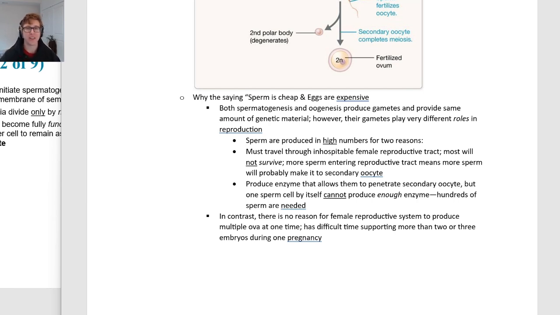In contrast, there is no reason for the female reproductive system to produce multiple ova at one time. It has a difficult time of supporting more than 2 or 3 embryos during a pregnancy, and so this is one of the reasons why ova are produced in very low numbers compared to sperm, which is produced in very, very high numbers.